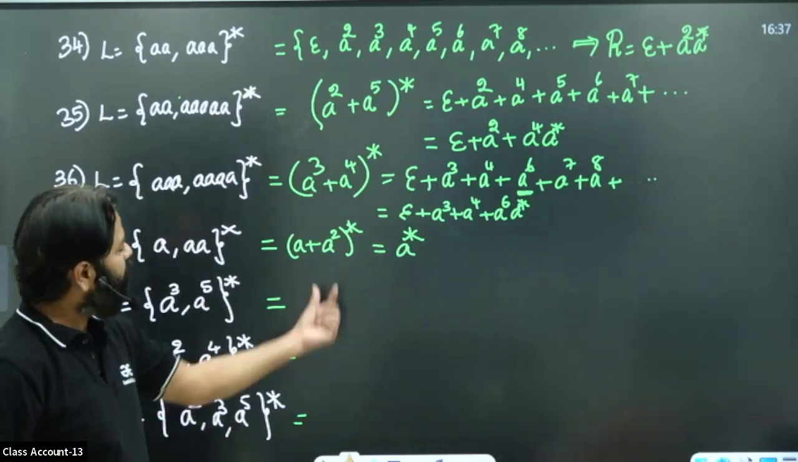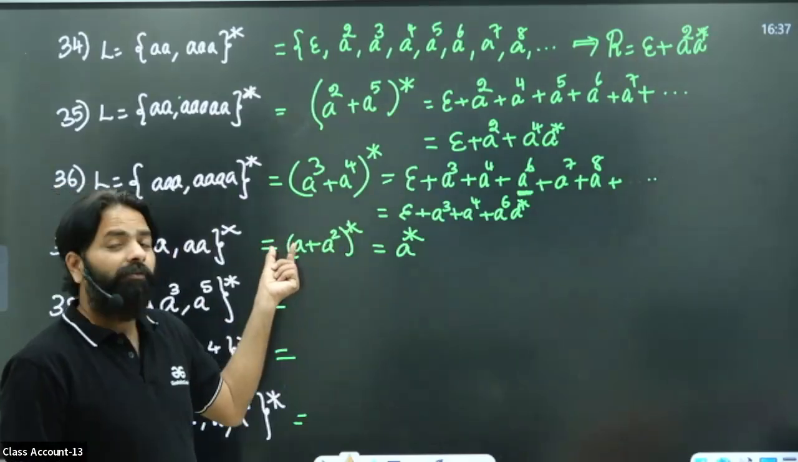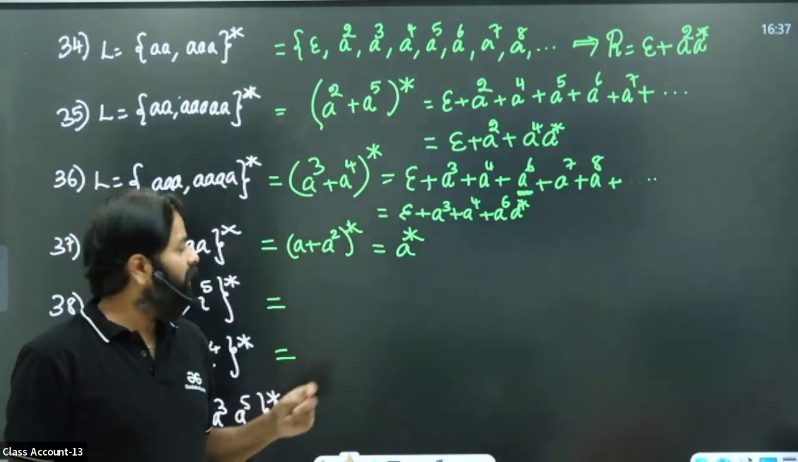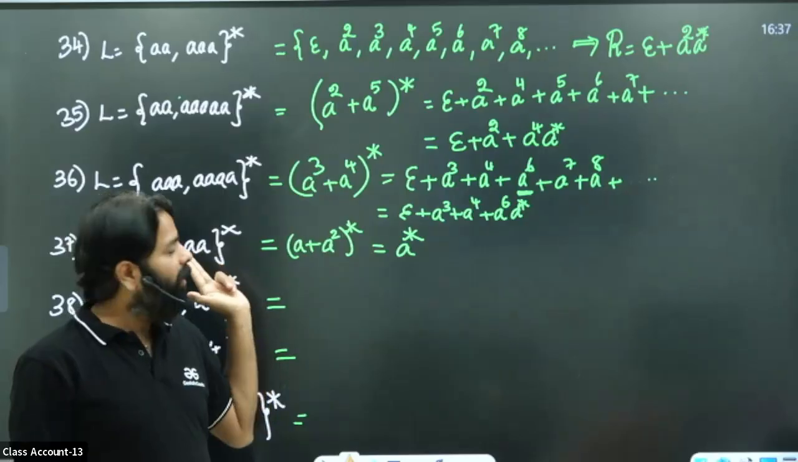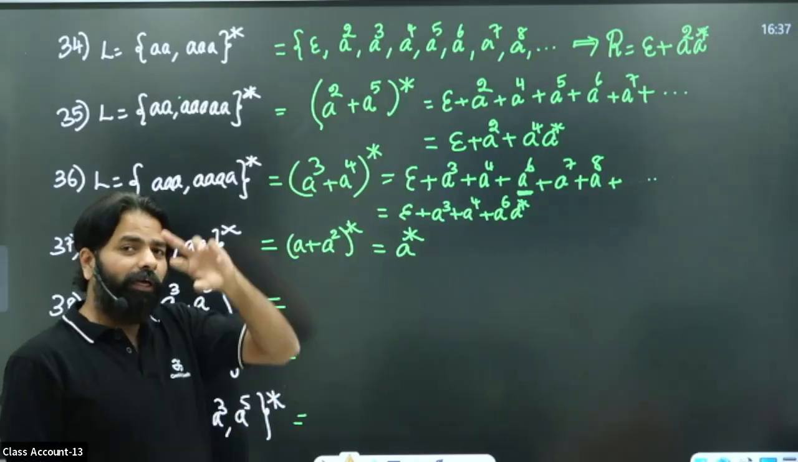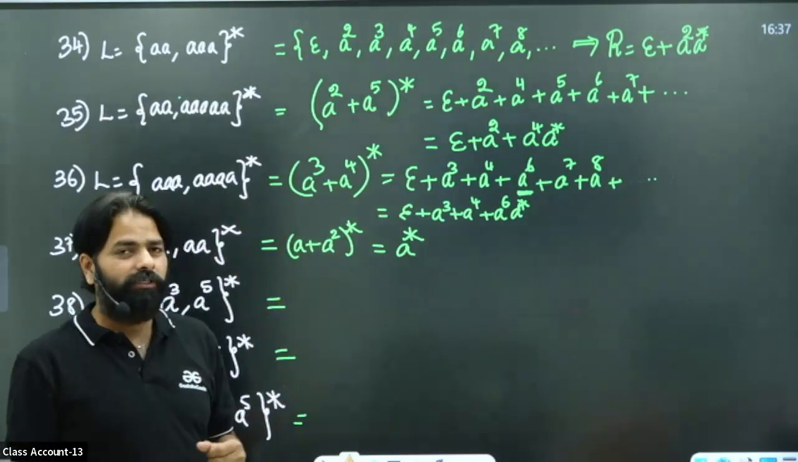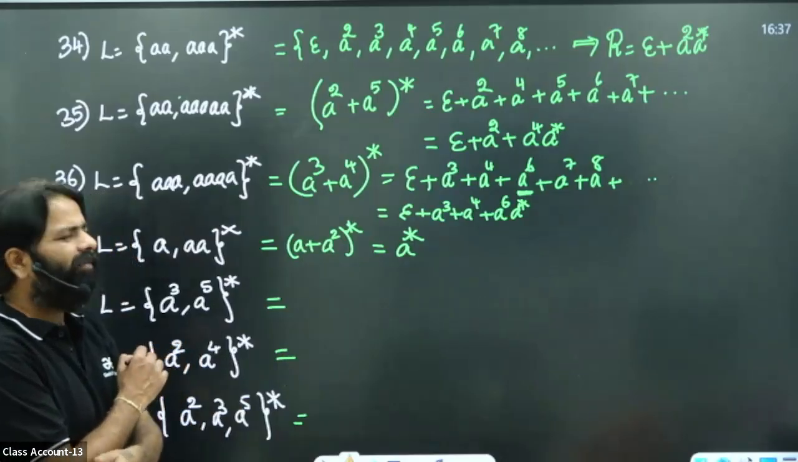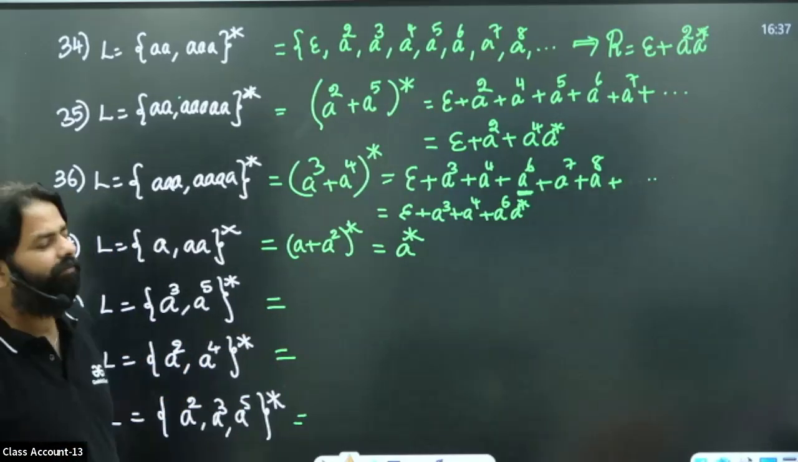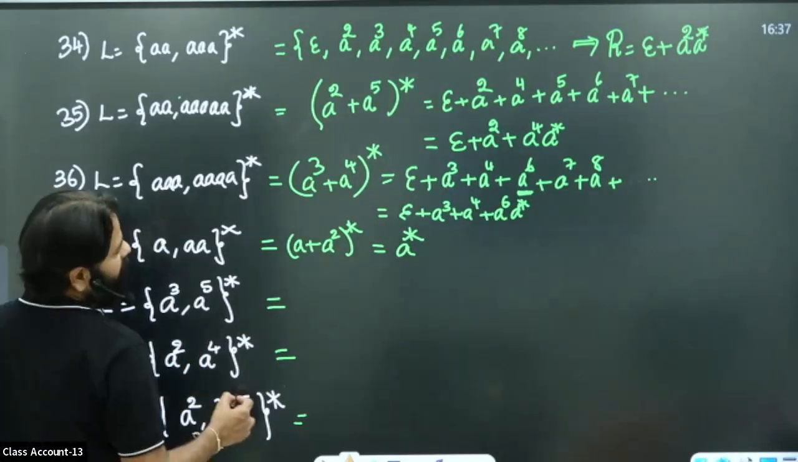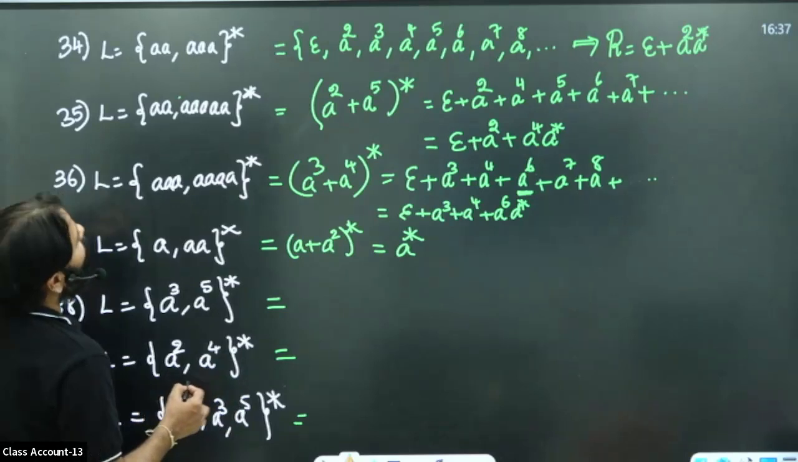If you want epsilon, power 0. If you want 1a, you can take. If you want 2 a's, there are two ways. Either you can repeat twice by taking the a, or you can go only once by taking the 2 a's. Anyhow, every string is possible because this a is enough. And this one, a power 3 plus a power 5, not yet covered.